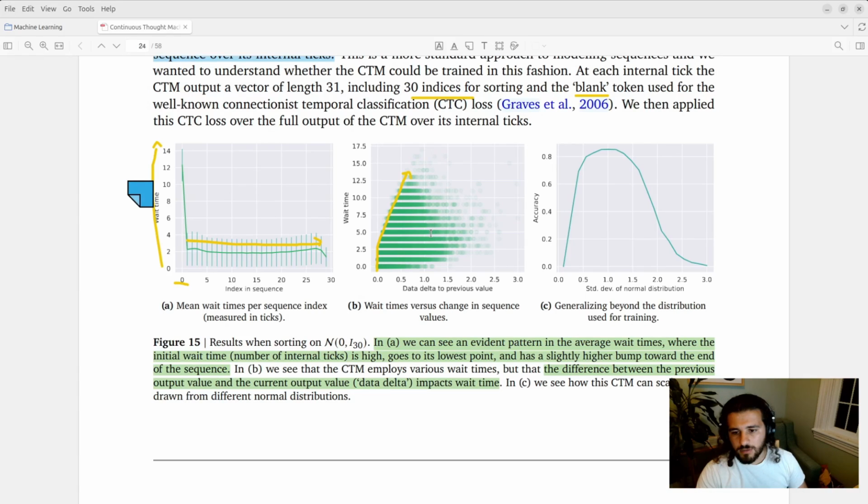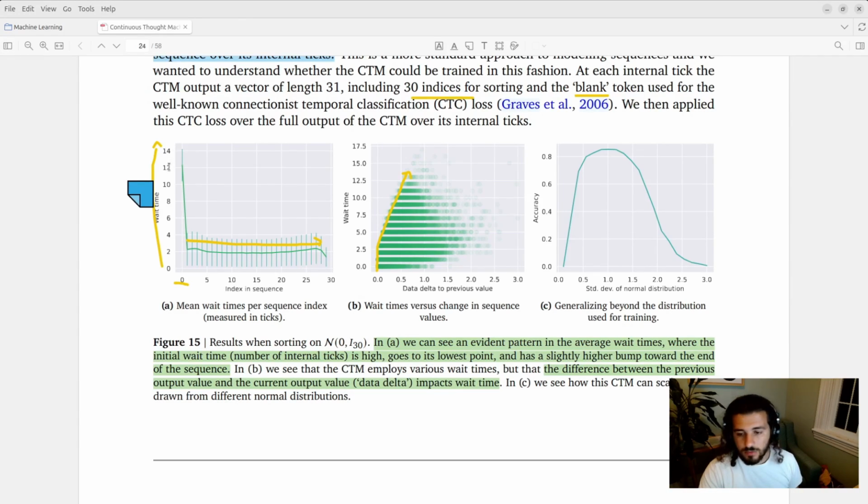All these plots are trying to say that the model has some wait time per index in order to make a decision about where they should go, and the one that has the longest is the first one. You can see an evident pattern: the average wait time, where the initial number of virtual ticks is high, goes to its lowest point and has a slightly higher bump toward the end of the sequence.